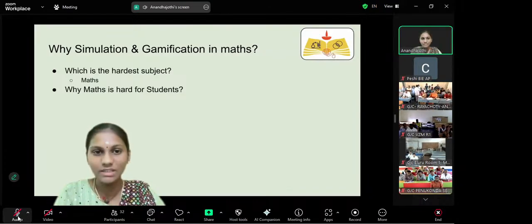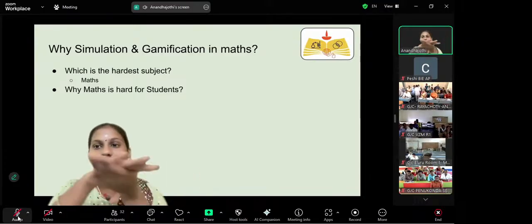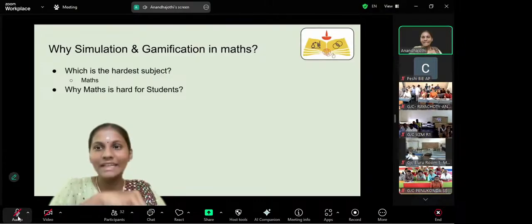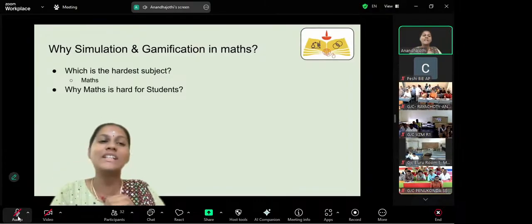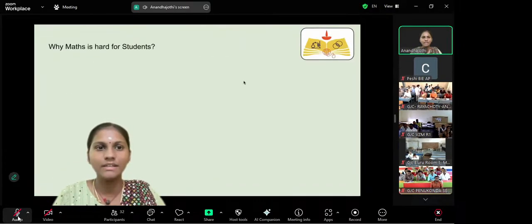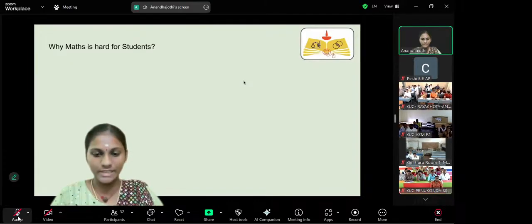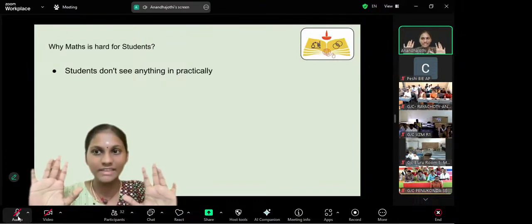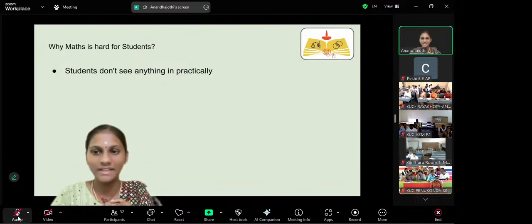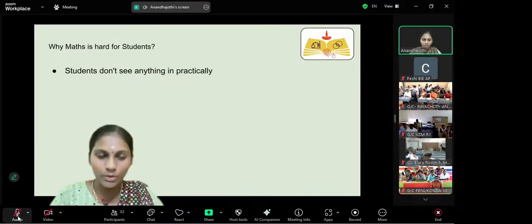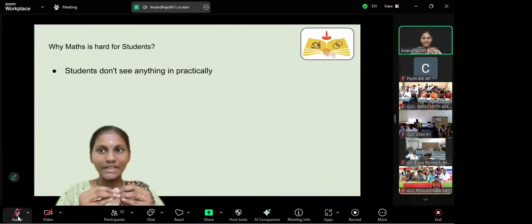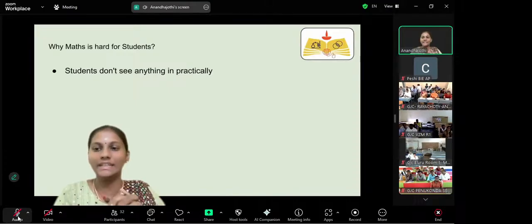If we answer this question, we can make maths easy, understandable, and we can easily make the kids intelligent in maths too. So why is maths hard for students? First thing is students can't see anything practically in maths, right? We talk about complex numbers, trigonometry, and mensuration, but the student practically doesn't see anything.